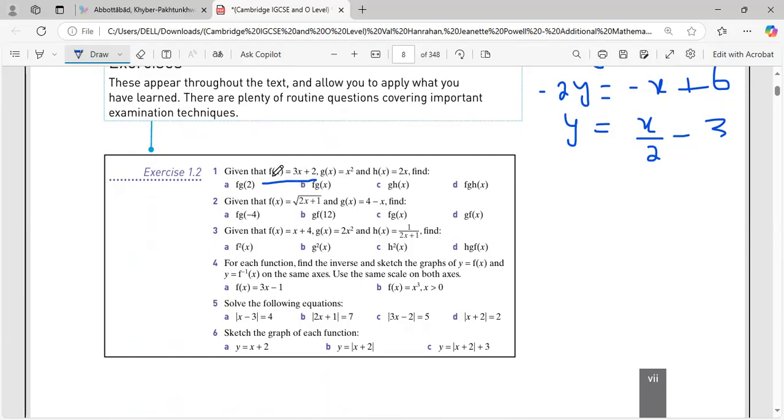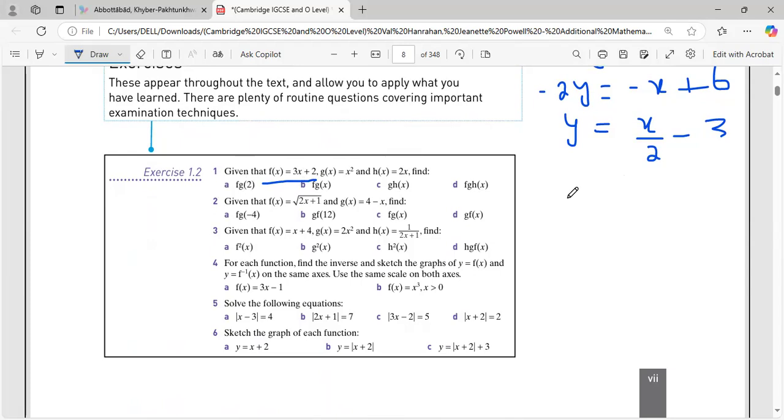f of x is equal to this. f is a function with respect to variable x. g is a function with respect to variable x. h of x is a function with respect to variable x. Now try to understand how to find f of g of 2.